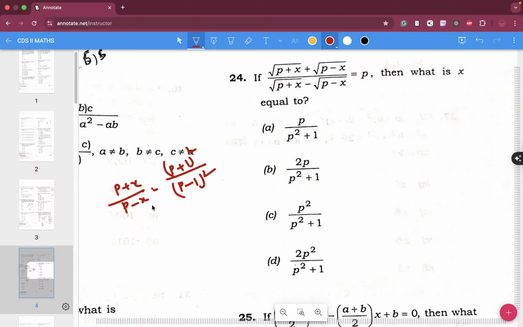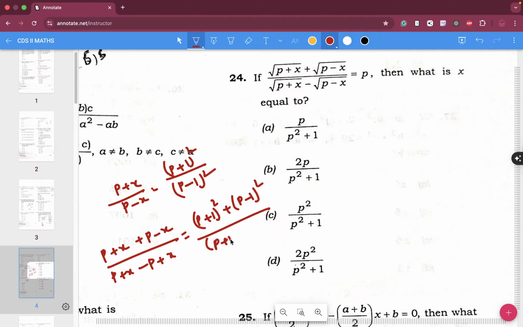Okay, so which means (p plus x plus p minus x) divided by (p plus x minus p plus x) is equal to ((p plus 1) whole square plus (p minus 1) whole square) divided by ((p plus 1) whole square minus (p minus 1) whole square), right. Okay, this one gone, this one gone. So what we are left over here is 2p divided by 2x is equal to, right.